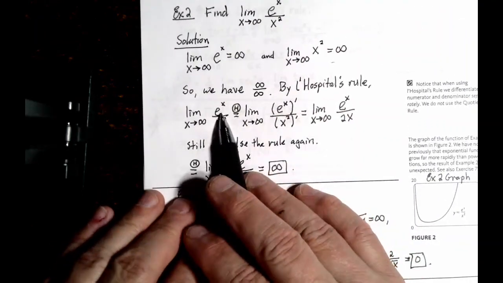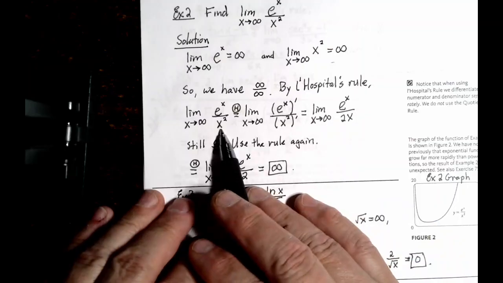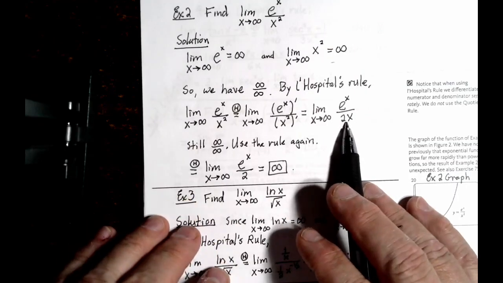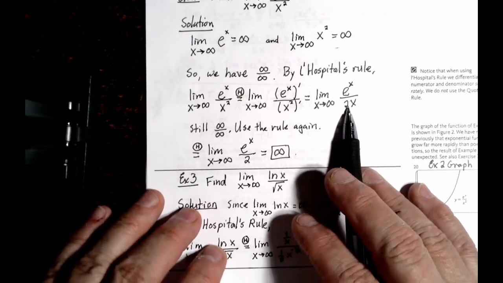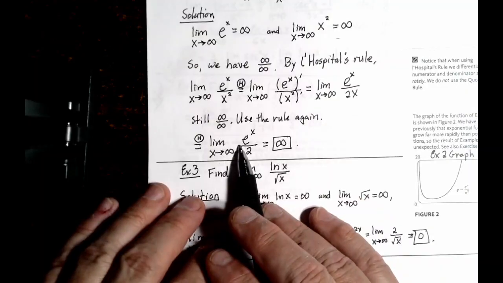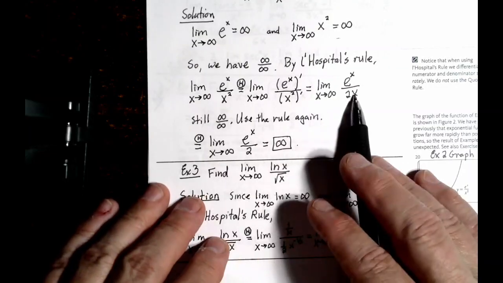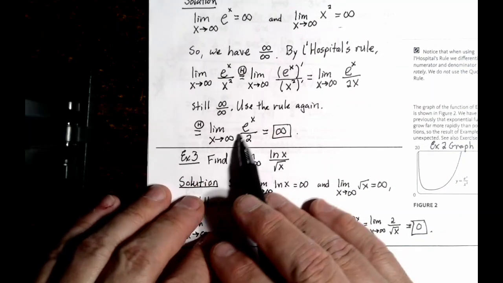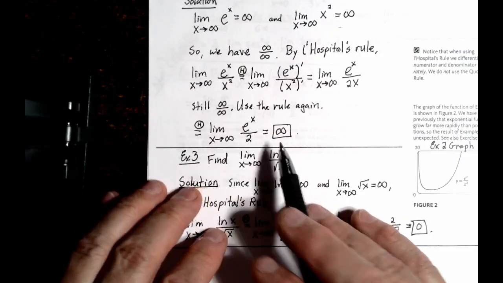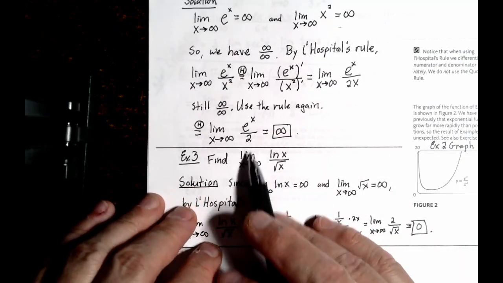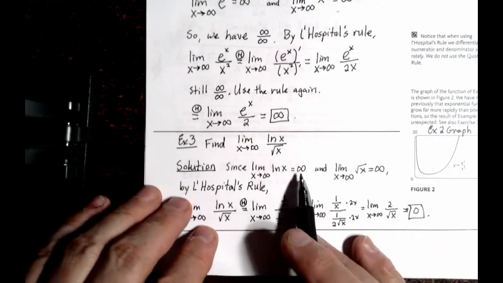So we take the derivative of the top and we get e to the x, take the derivative of the bottom and you get 2x. Now we still have infinity over infinity. So we're going to take the derivative again, derivative of e to the x is e to the x, derivative of 2x is 2. Now when you plug in infinity in here, you get infinity. There's no longer division by 0 or infinity over infinity.